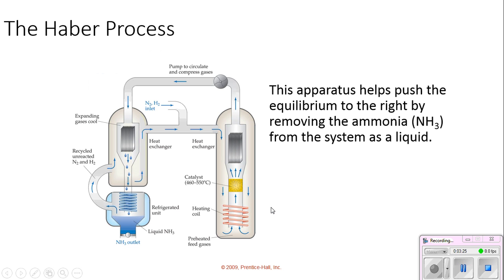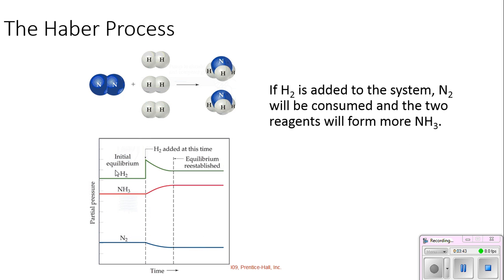So this is the apparatus that helps push the equilibrium to the right by removing the NH3 from the system as a liquid. So another way that we can make more ammonia instead of increasing a reactant is we can remove the product. So let's go back to this slide here. This time when we remove the product, remove the NH3, the only way the reaction can go is back towards, again, the product side.